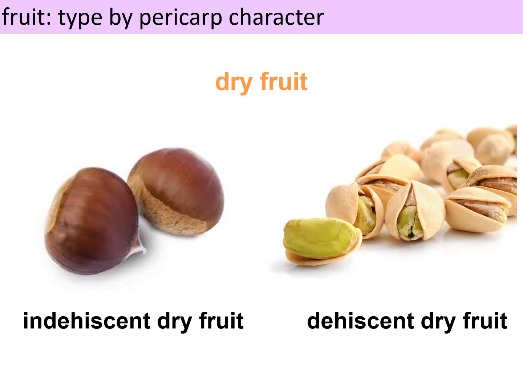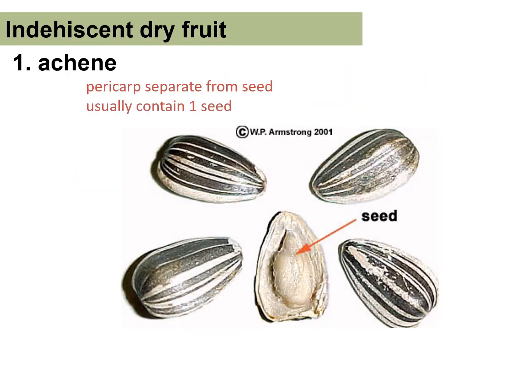So in summary, the first type of indehiscent dry fruit is achene. Achene is a type of simple dry fruit that is produced by many species of flowering plants, for example in the sunflower family. And this is the achene fruit. It looks like a seed. We call this a seed, but it is actually the fruit.